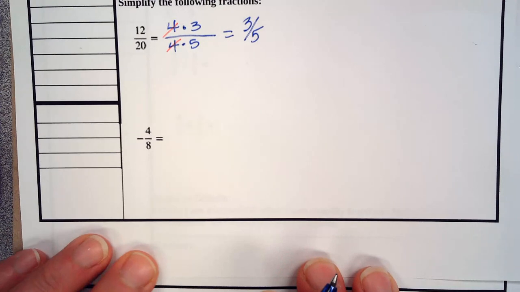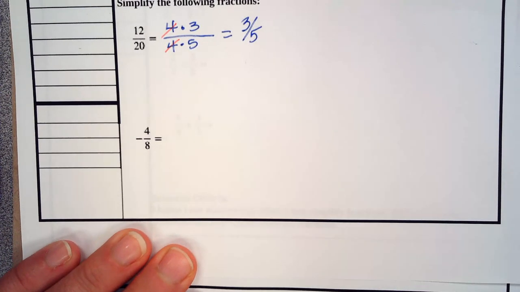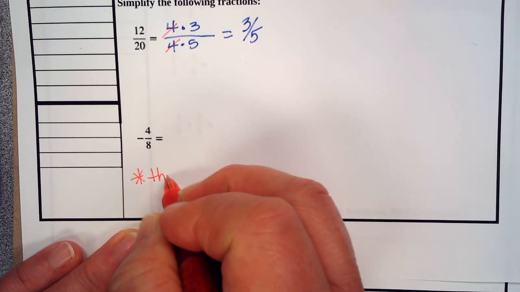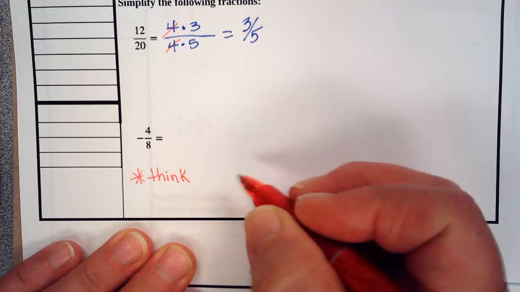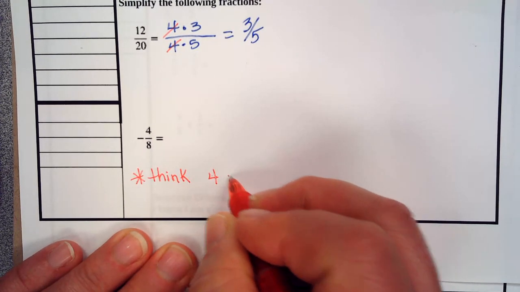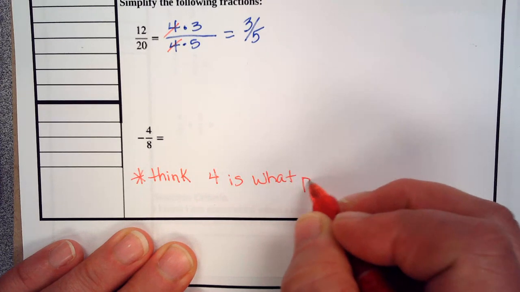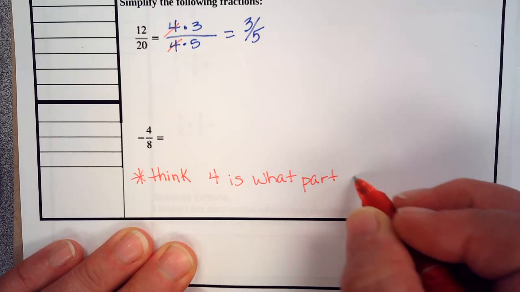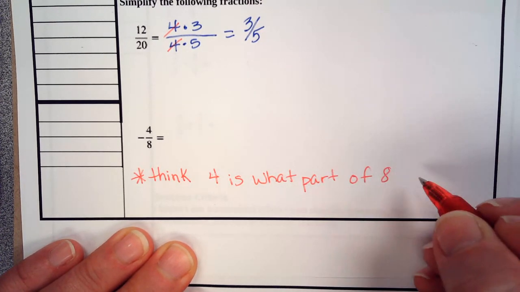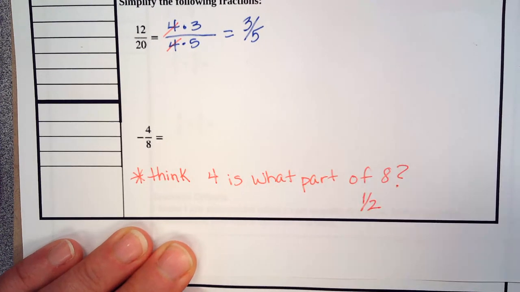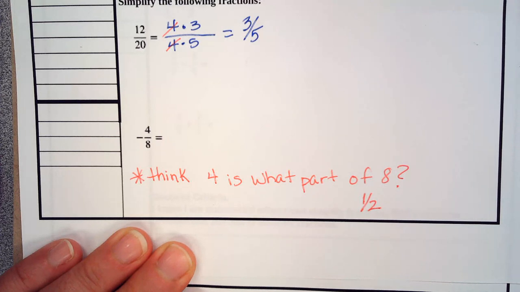Okay, 4 over 8. When you're doing this, think logically. 4 is what part of 8? That gives you the answer 1/2 right there. Not the only way to do it.